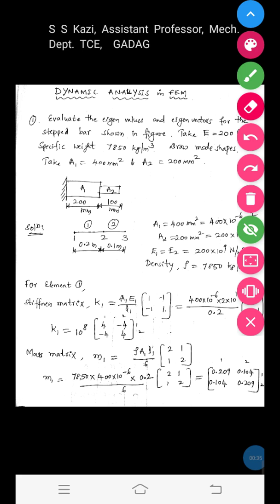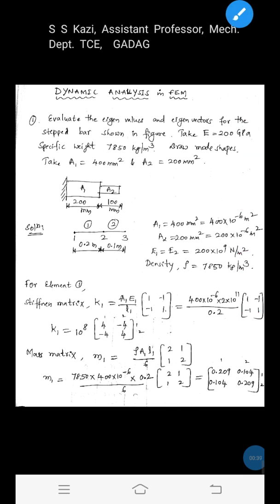We know that in dynamic analysis problems we will consider a pair of stiffness matrices and the mass matrices both. In the previous video session we have discussed the introduction to dynamic analysis, and we have derived the mass matrices for different structures like bars, trusses and beams. Now in this video session let us determine the eigenvalues and eigenvectors for the stepped bar shown here.